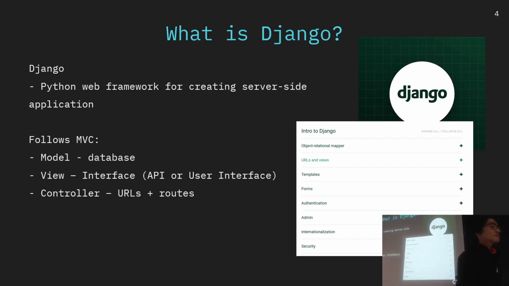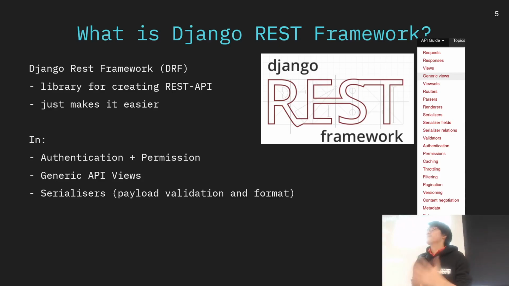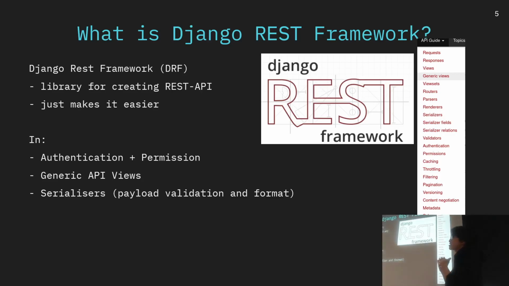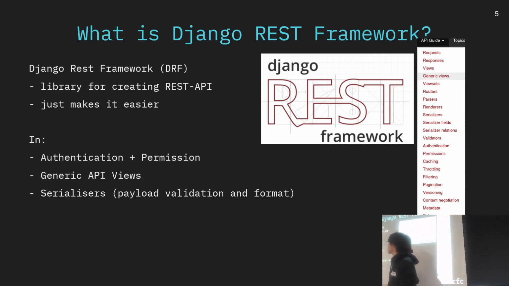Security. So, what is Django REST framework? As you might have seen in your Waste project, it's a bit of a mix. You have Django and then you have Django REST framework. So Django REST framework is basically just a library for creating REST APIs. It just makes it easier in terms of 3 main things. You have authentication and permissions. You have generic API views.